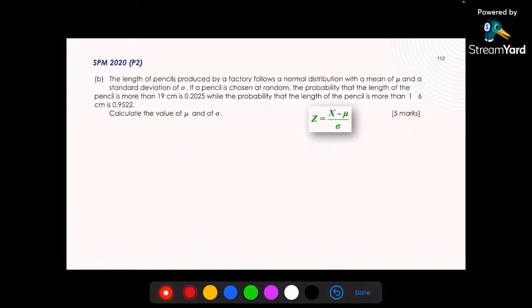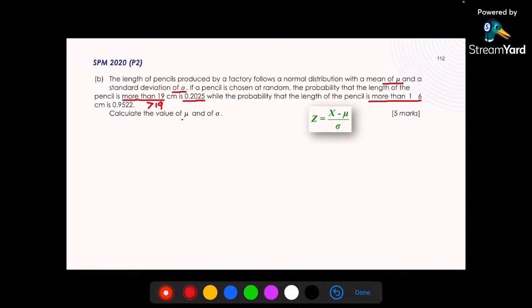The length of a pencil produced by a factory follows a normal distribution with mean mu and standard deviation sigma. If a pencil is chosen at random, the probability that the length of a pencil is more than 19 is 0.2025, while the probability that the length of a pencil is more than 16 is 0.7. Calculate the value of mu and also sigma.